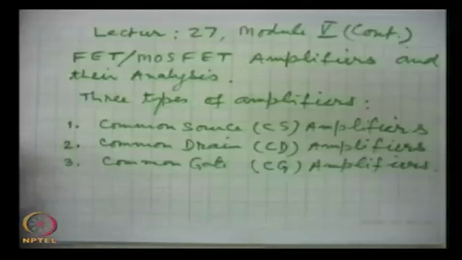The common gate amplifier is like the common base amplifier, and this has very limited applications for the simple reason that the input impedance of the common gate amplifier is very low. It is a few hundred ohms only. So, it has limited applications. We go one by one for the study of these amplifiers.